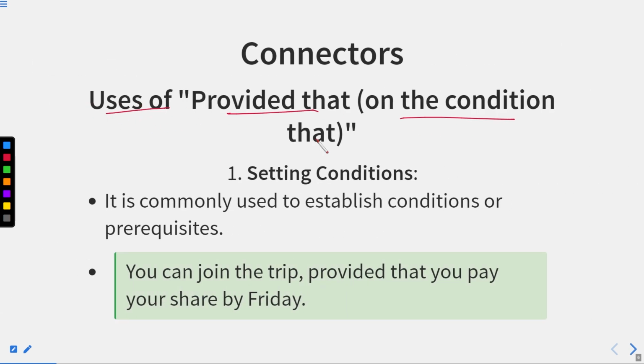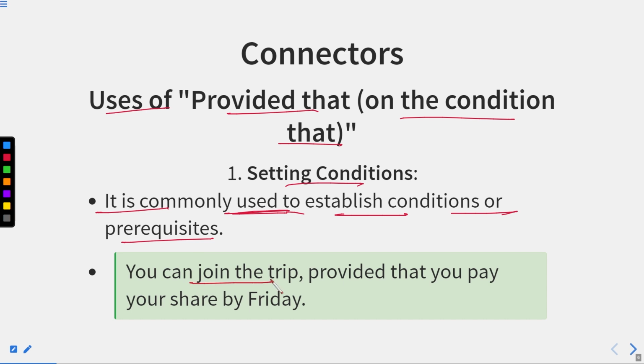Uses of provided that, on the condition that. Setting conditions. So first of all, the use of it is to set the conditions. It is commonly used to establish conditions or prerequisites. It means something which is required. Okay, so something which is required first.